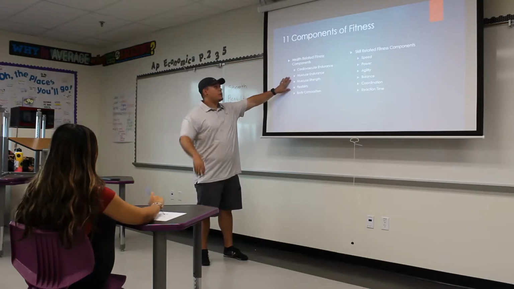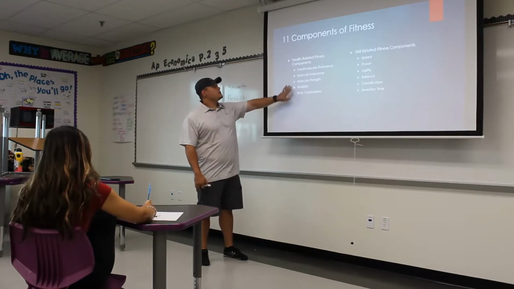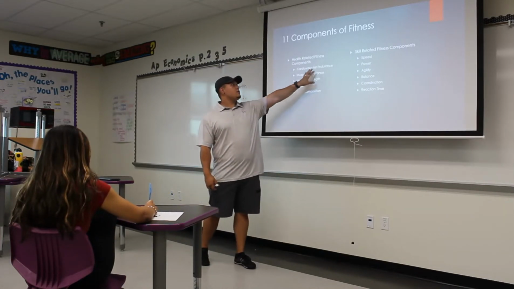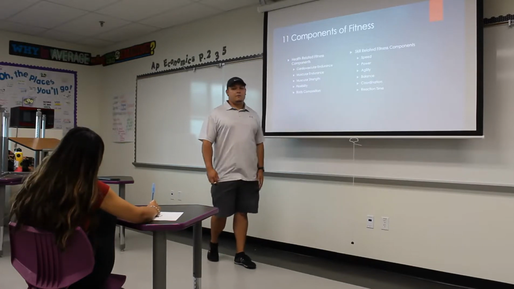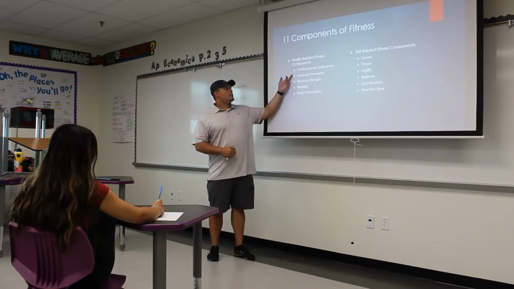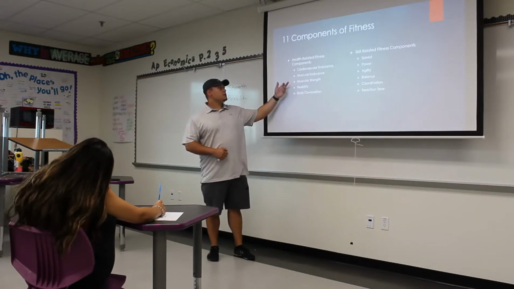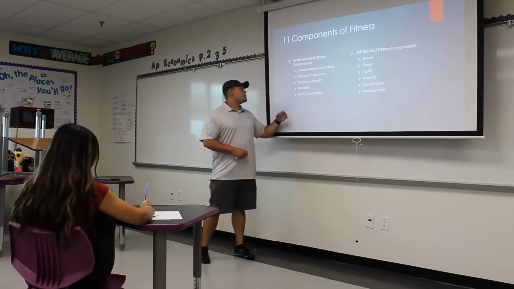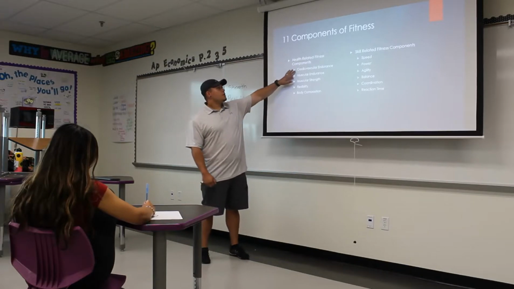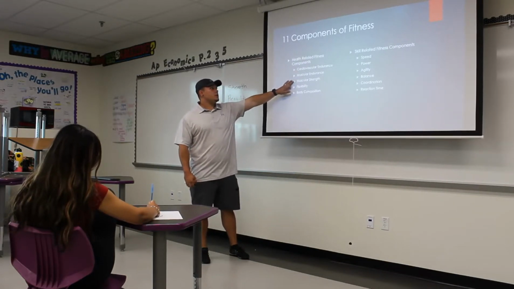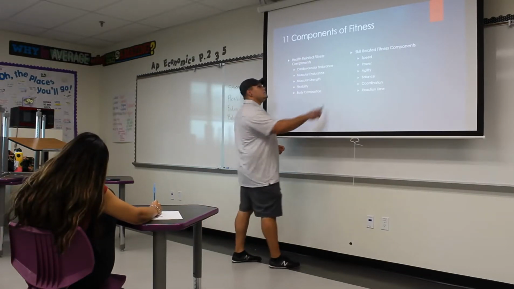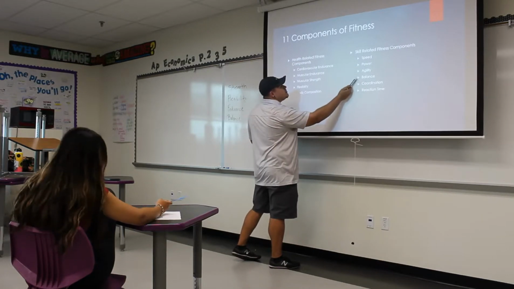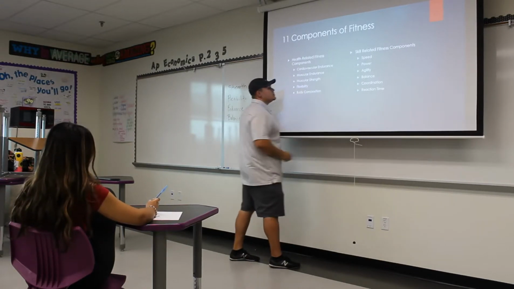Just on the paper for now. So 11 components of fitness. They're split into 2 categories. So you have health-related fitness and skill-related fitness. For the health-related, cardiovascular, muscular endurance, muscular strength, flexibility, and body composition. So as you can see, I said endurance falls into 2. You have cardiovascular endurance and your muscular endurance. All right. For the skill-related, you have speed, power, agility, balance, coordination, and reaction time.